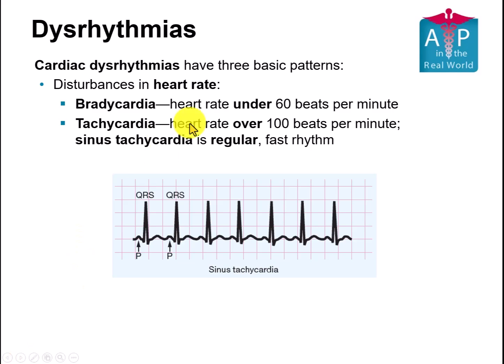You can diagnose issues with an ECG, so cardiac dysrhythmias. Bradycardia is a heart rate under 60 beats per minute. Tachycardia is a heartbeat over 100 beats per minute. And so this will tell you if your heart's beating too quick or too slow.